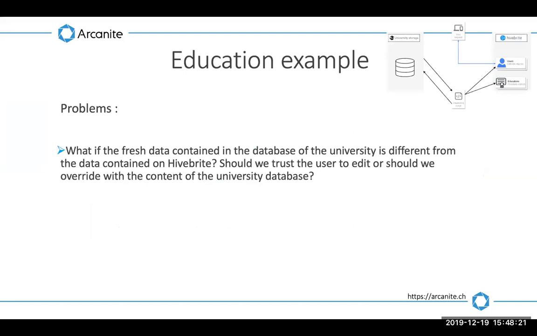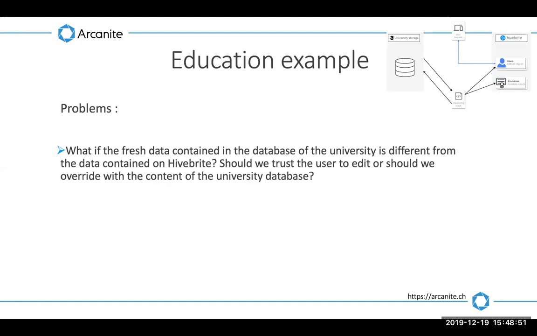For example, what if the data contained in the database of the university is different from the data contained on Hivebrite? For instance, as I was mentioning before, at some point in time the data from the university is correct, but it's old data now. The alumni user maybe moved away to a different country or changed jobs or got a new diploma, and you want to keep data which is up to date on the Hivebrite system.